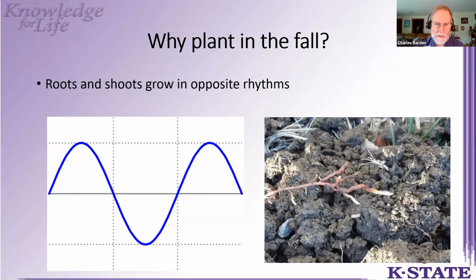Okay, a couple of reasons again why to plant in the fall. Well, roots and shoots actually grow in kind of opposite rhythms. At this time of year, as shoot growth is winding down and leaves are turning color, roots will actually start to put on a flush of root growth, as shown on the left-hand side of this curve, and that will peak at moderate soil temperatures and good soil moisture.